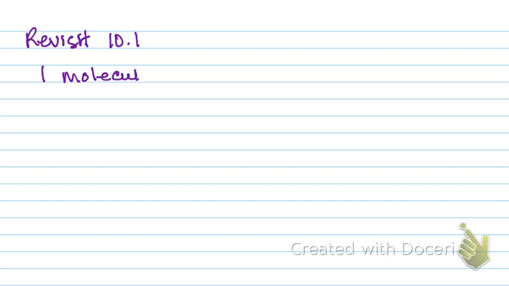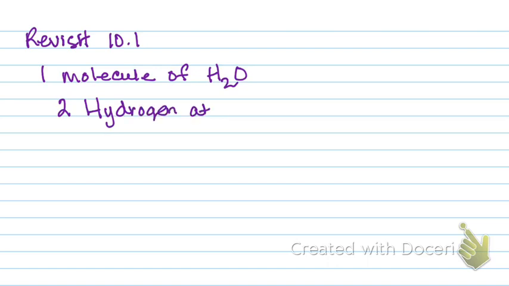All right, so if I told you I have one molecule of water, H2O, okay, one molecule of water, you know that means I have two hydrogen atoms and one oxygen atom. Okay.